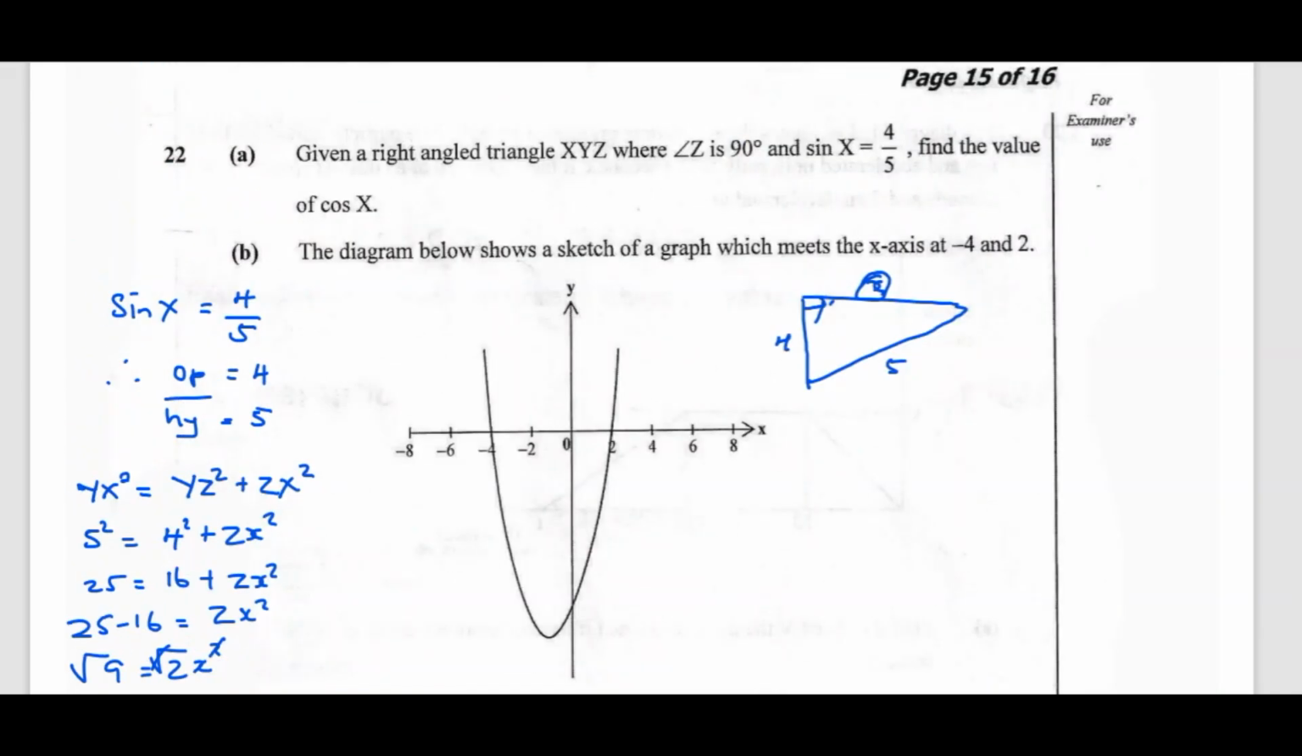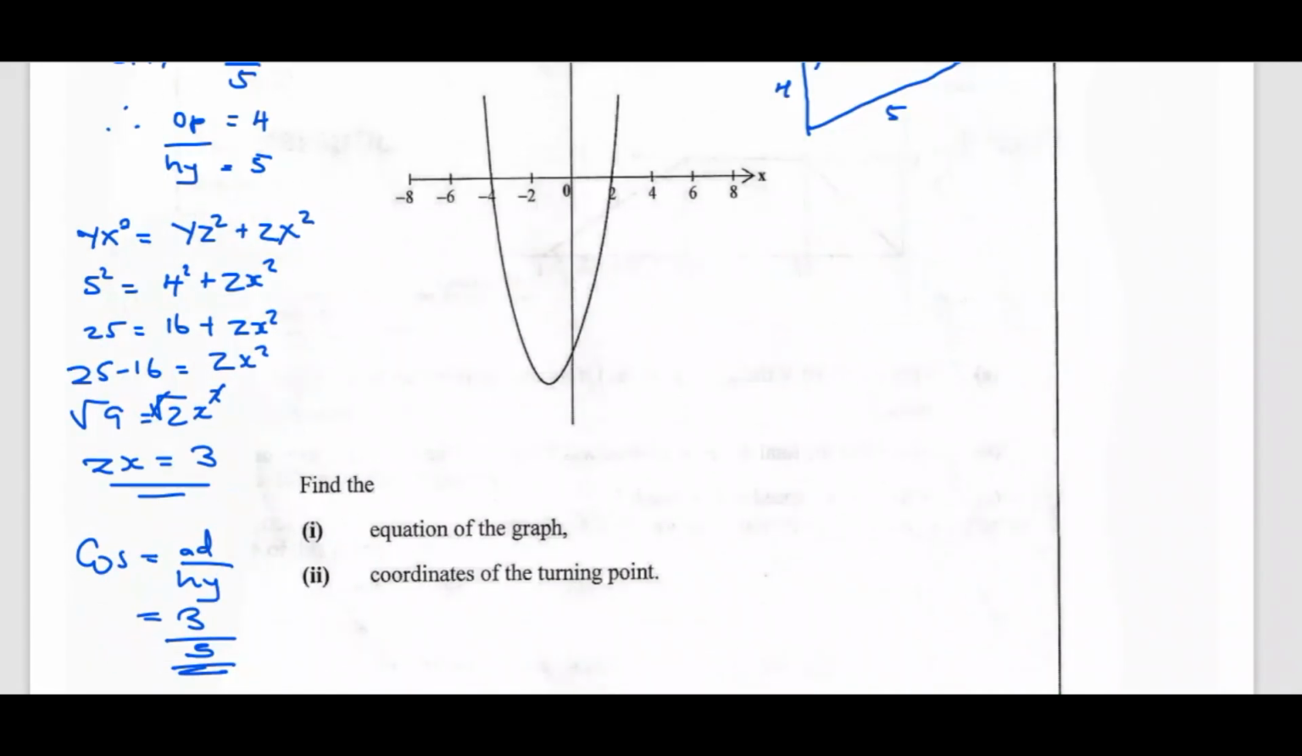The diagram below shows a sketch of a graph which meets the x-axis at negative 4 and 2. Find the equation of the graph. Remember, we have x is equal to negative 4, and then we have another x which is 2. So how do we find this? We would say open bracket x plus 4, close, open bracket again, x minus 2, close, is equal to 0.